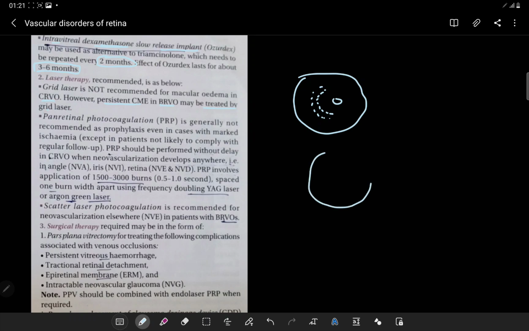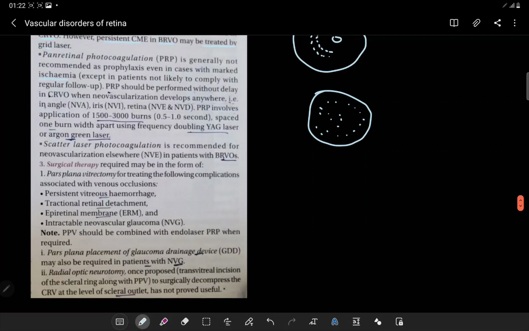Next, we have pan-retinal photocoagulation, where the whole of the retina has to be coagulated. Pan-retinal photocoagulation is generally not recommended as prophylaxis, even in cases with marked ischemia, except in patients not likely to comply with regular follow-up. PRP should be performed without delay in CRVO when neovascularization develops anywhere, in the angle, in the iris, or in the retina, which can be the periphery or the disc.